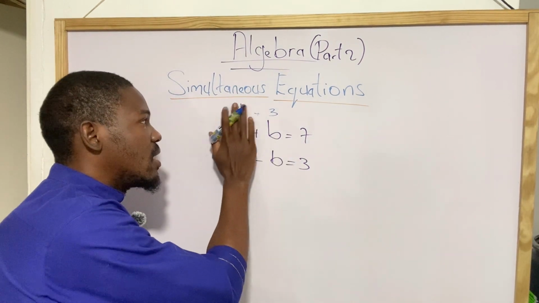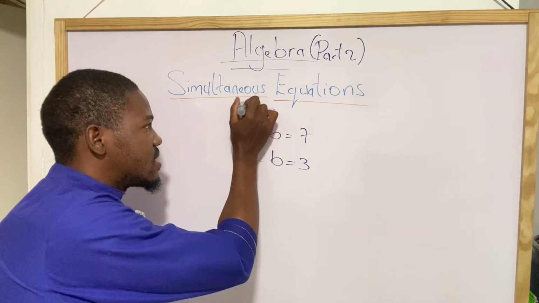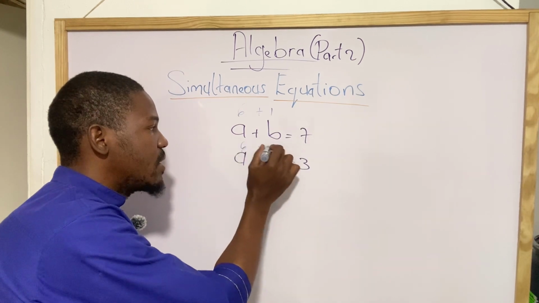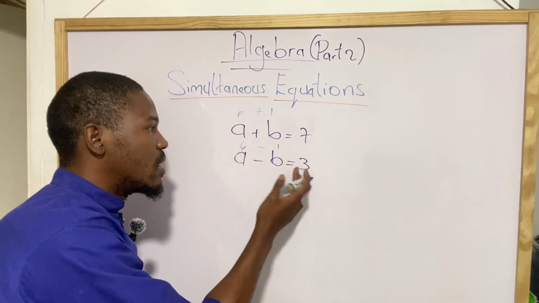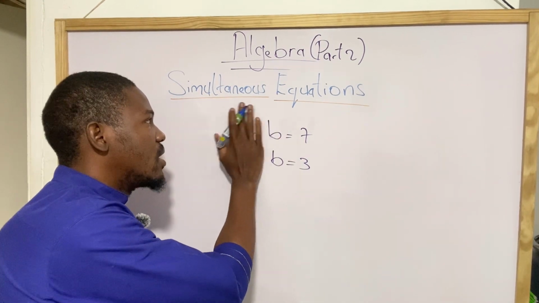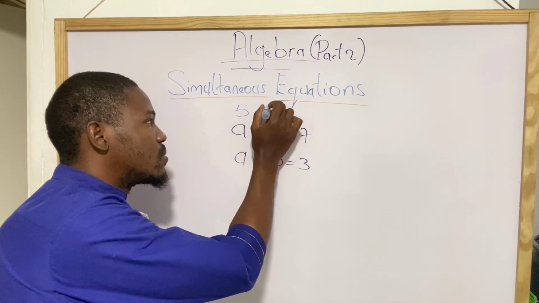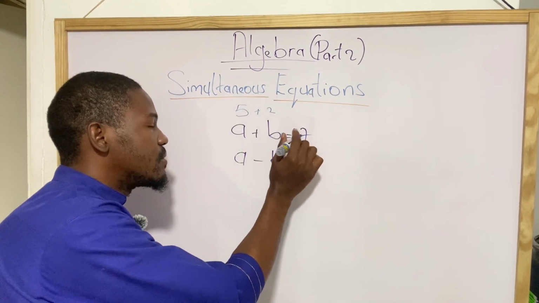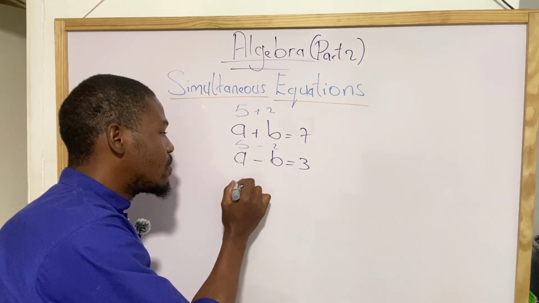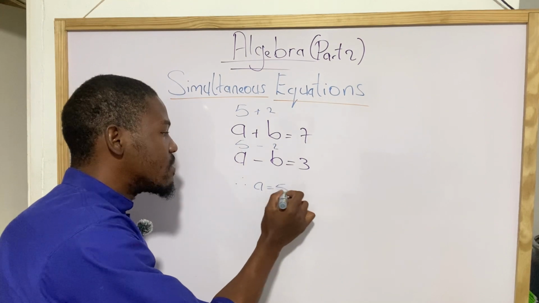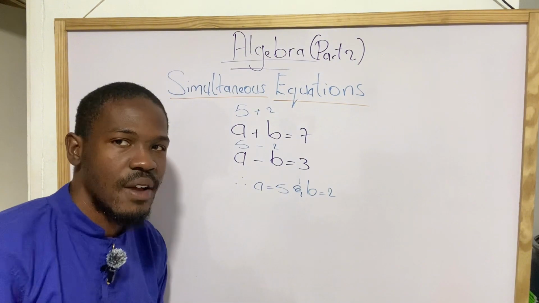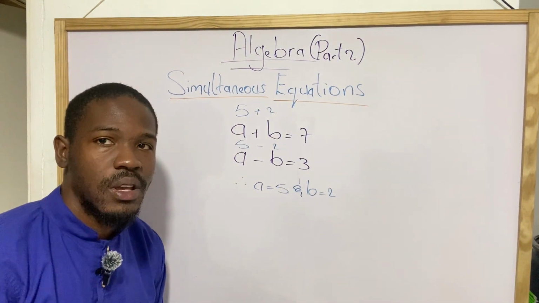So let us guess another pair of numbers. Let us try 6 and 1. Now 6 plus 1 equals 7, but 6 minus 1 equals 5. So we know that a cannot be 6 or b cannot be 1. We're going to try another pair: 5 and 2. So 5 plus 2 equals 7, we know that is correct, and 5 minus 2 equals 3. So we know that, therefore, a equals 5 and b equals 2. So there you have it. We actually just solved our equation.